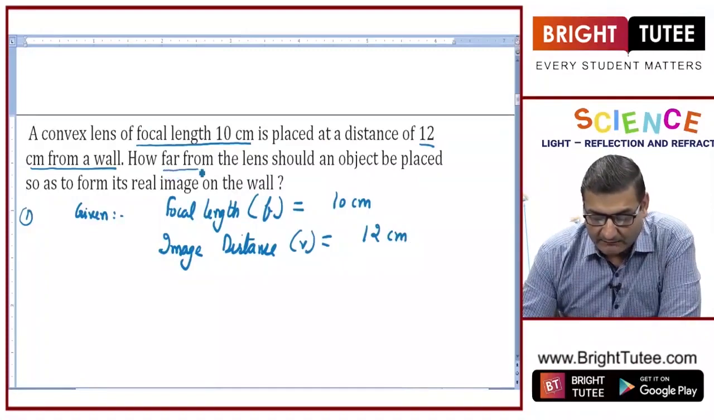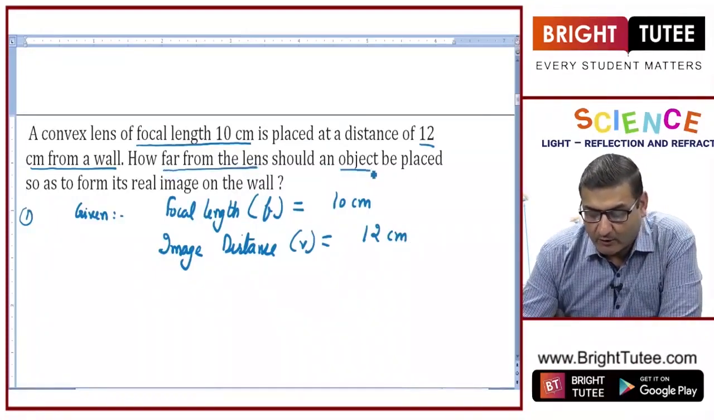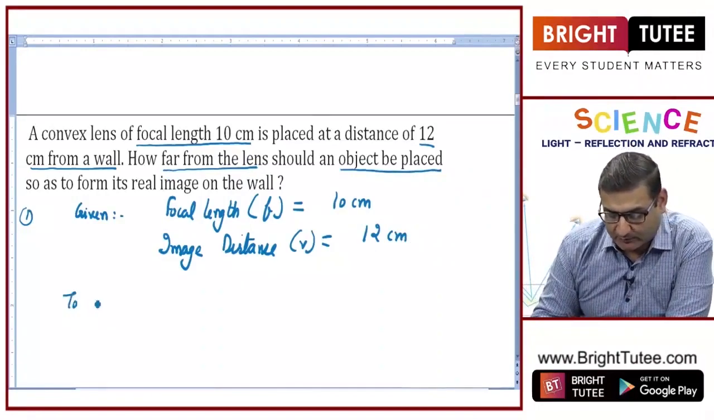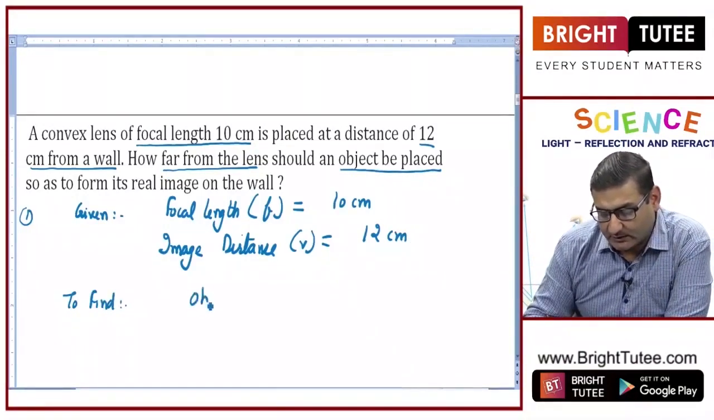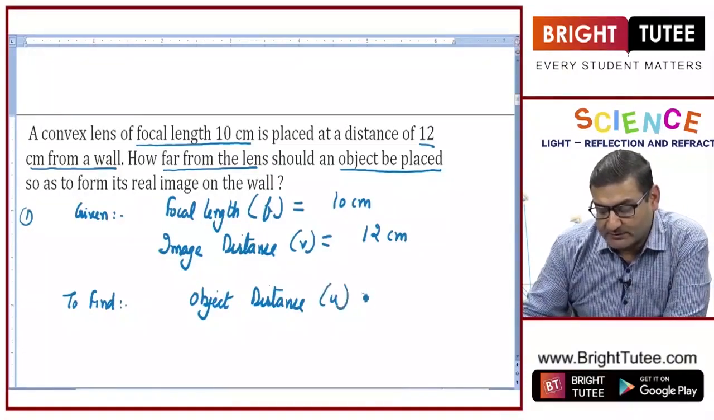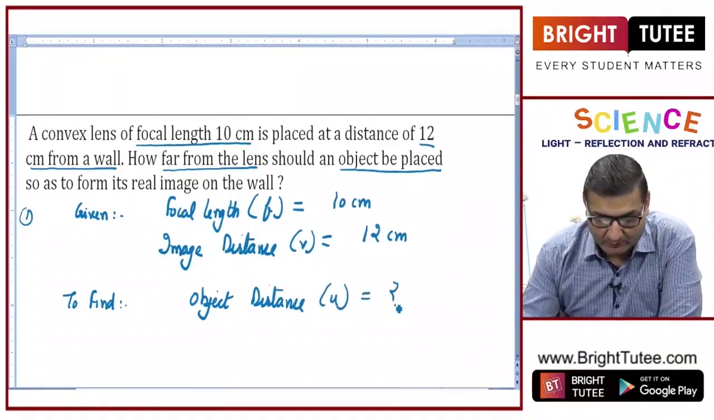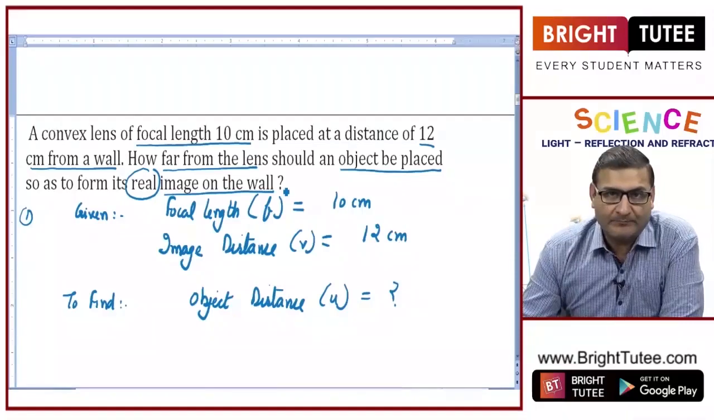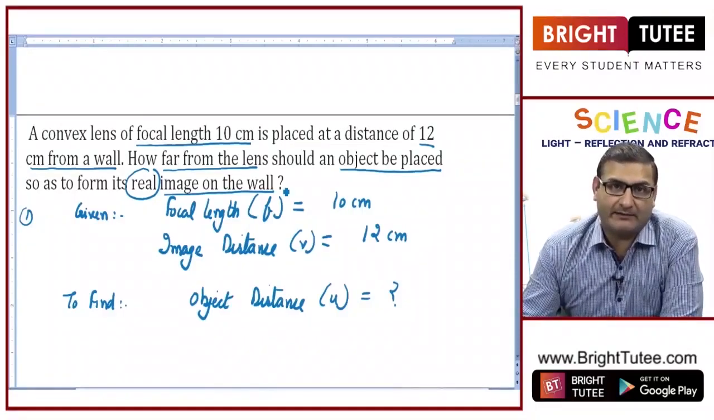How far from the lens should an object be placed? So what we need to find out, to calculate, is the object distance, and this object distance is basically represented by small u. This is the object distance that we need to calculate so as to form its real image on the wall. Now this word real is quite important.